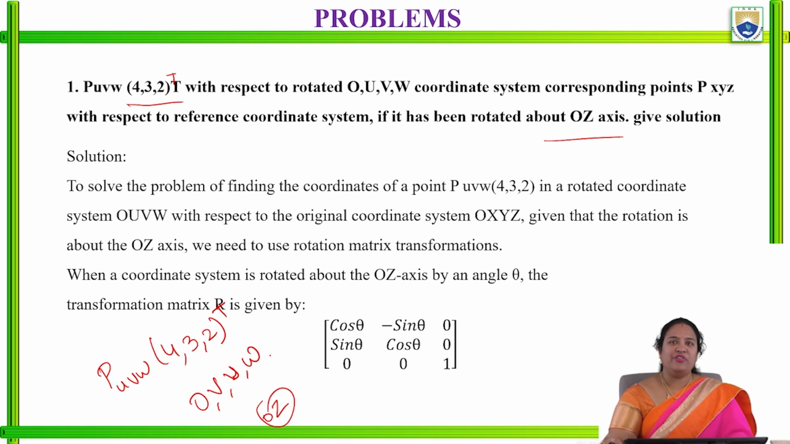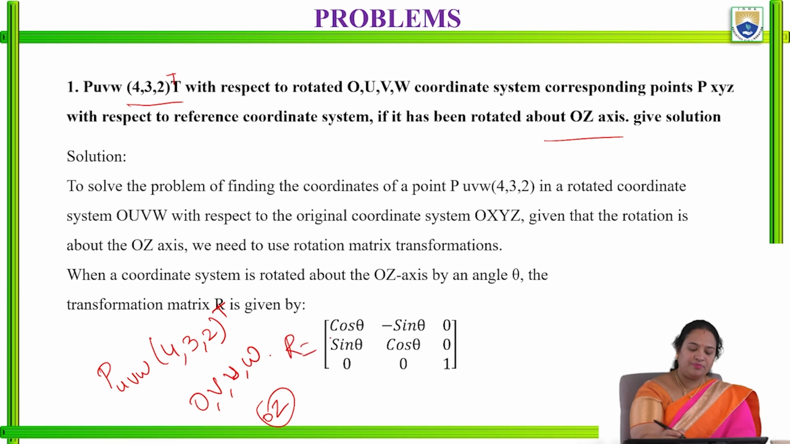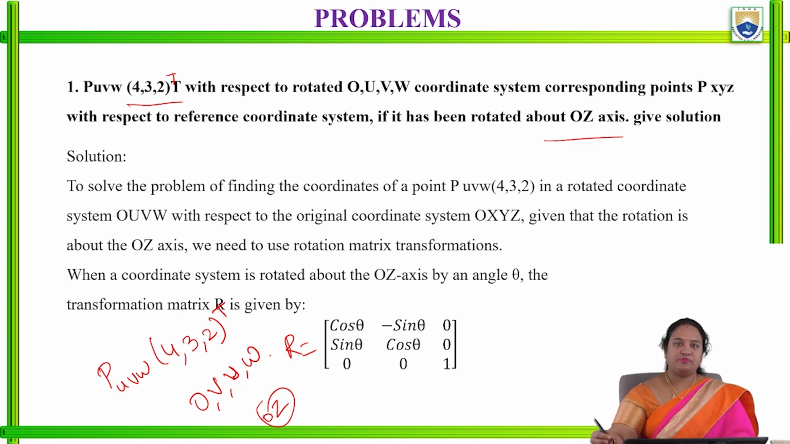Now for this we need to first write down the rotational matrix. That is, we need to first write down the transformation matrix R. R is nothing but cos theta, minus sin theta, 0; sin theta, cos theta, 0; and 0, 0, 1. Right? So first we write down the rotational transformation matrix R, which is given as a 3 by 3 matrix: cos theta, minus sin theta, 0; sin theta, cos theta, 0; 0, 0 and 1.